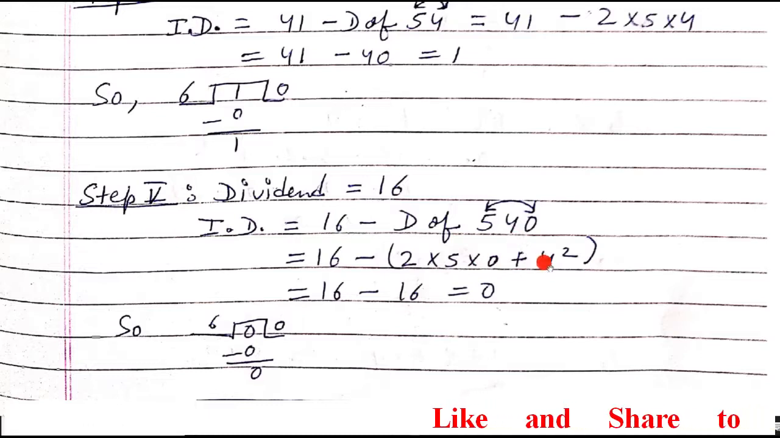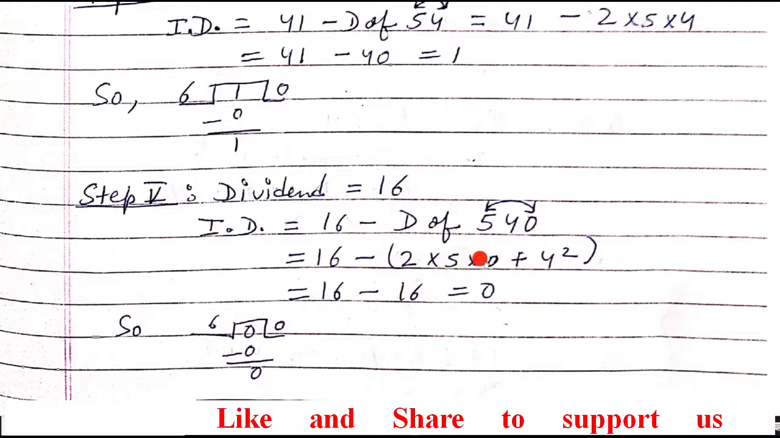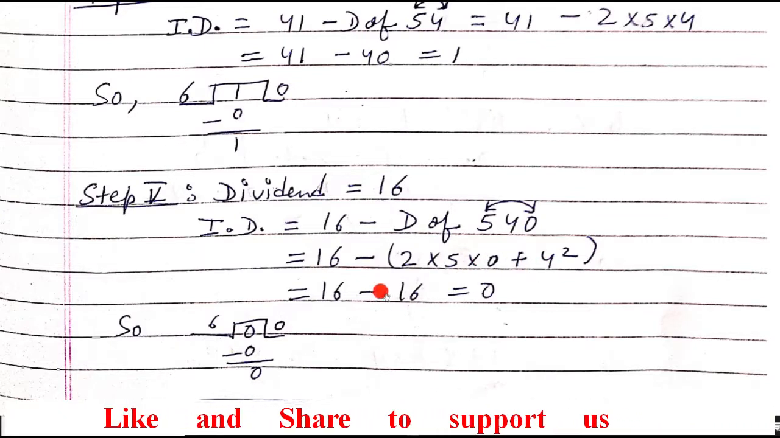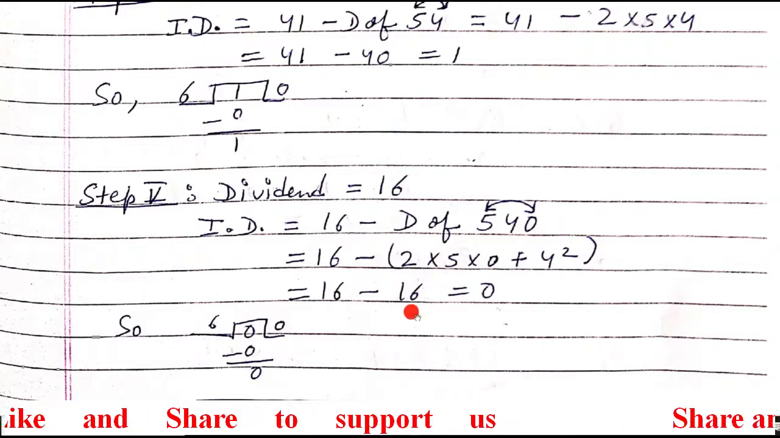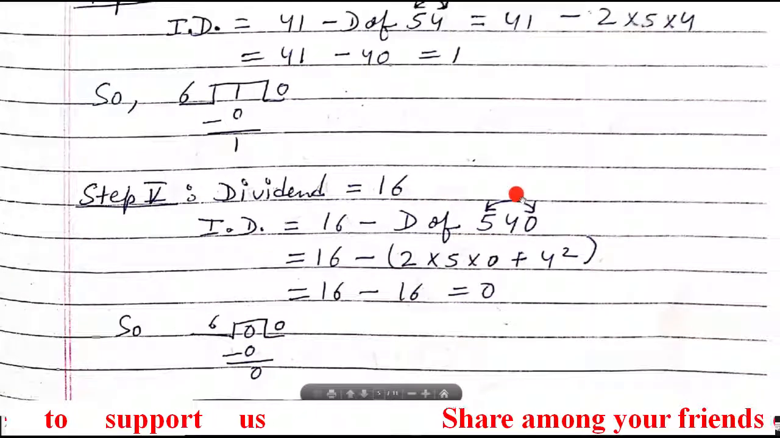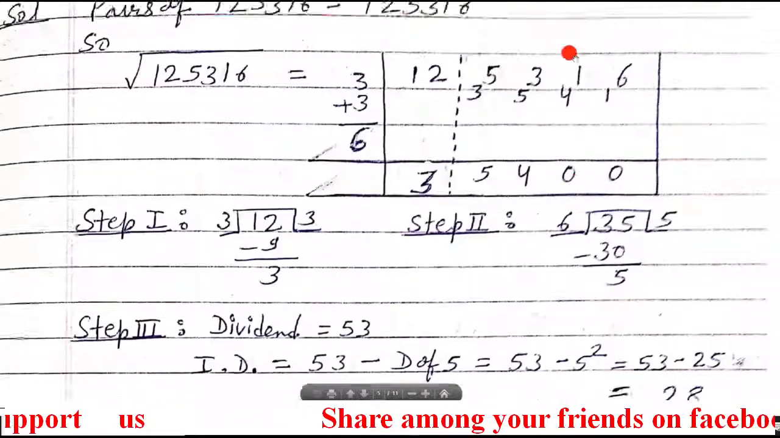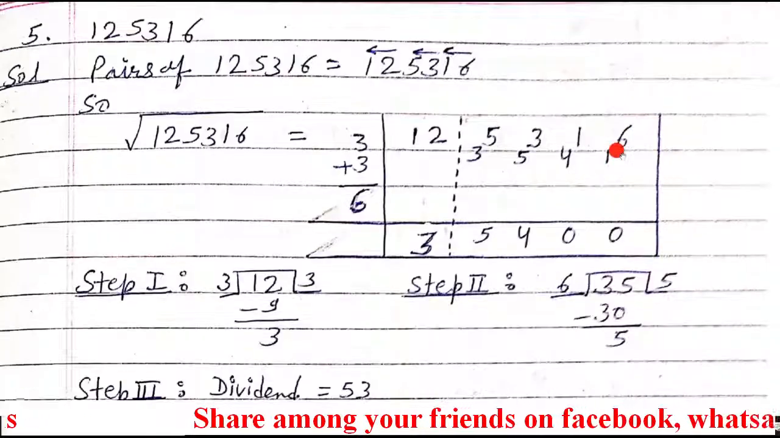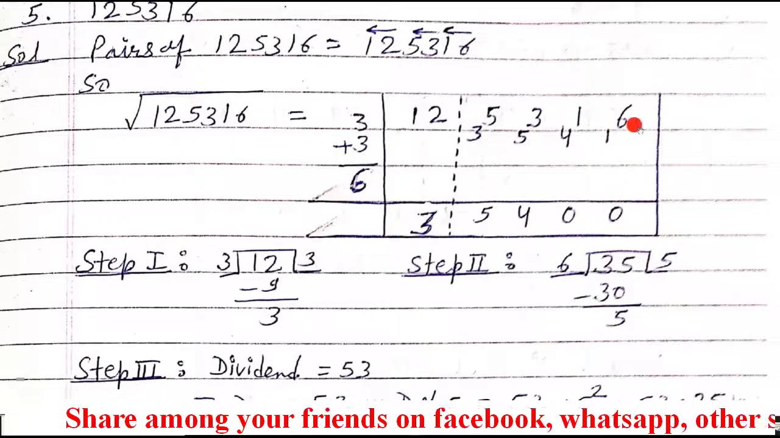Single number we have to do its square. So 2 into 5 into 0 multiplied is 0. 4 square is 16. So 16 minus 16 is 0. The 0 divided by 6 is 0. So quotient is 0. Remainder also 0. So here we'll write down the quotient as 0, but we don't have space to write remainder.